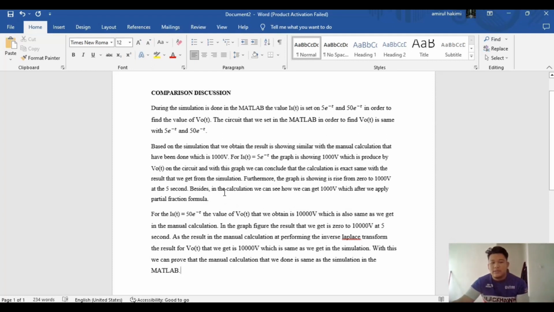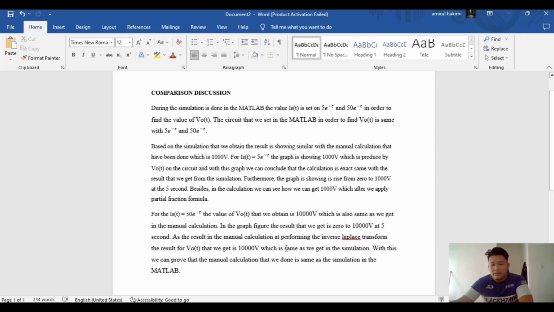And for the next one is 15e^-t. The value of Vout that we obtain is 10,000 volt, which is also the same as the manual calculation. And in the graph shown, we can get the graph from 0 to 10,000 in 5 seconds. At the 5 second, the graph is showing max, which is 10,000 volt, and it will maintain 10,000 after the 5 second.